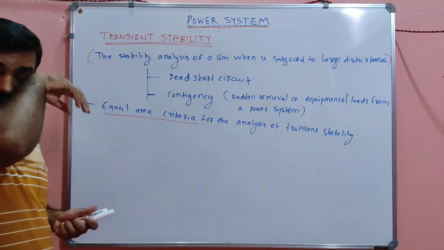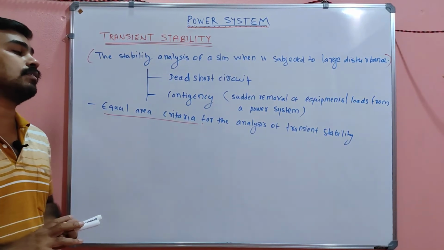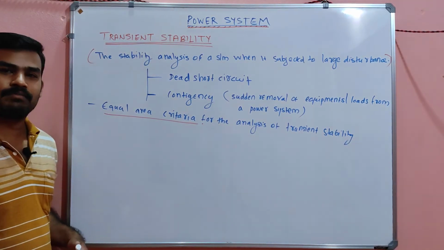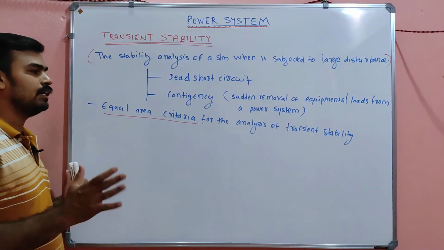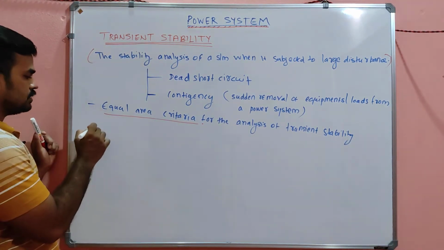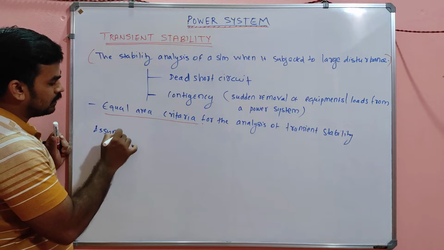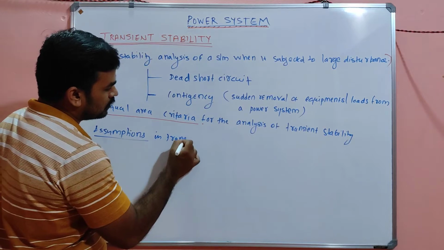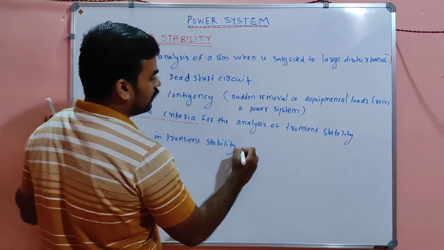So the swing equation is for steady state stability, while the equal area criteria is for the analysis of transient stability. What is meant by equal area criteria? We will discuss it in the following lectures. Don't worry, I will discuss it very clearly. Before we deal with it, we have to make some assumptions in transient stability analysis.